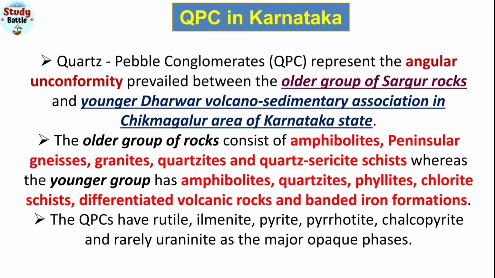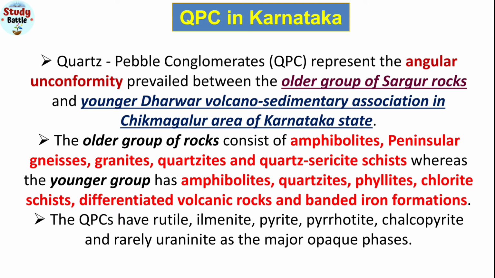Older rocks means Sargur rocks, whereas the younger Dharwar volcano-sedimentary rocks are amphibolites, quartzite, phyllites, chlorite schist and different types of volcanic rocks. And one of the most important is the banded iron formation or BIF, in which we get the most important iron in the Karnataka state. Okay, so this is the differentiation of the older supergroup, the older Sargur rocks, and the younger Dharwar rocks.